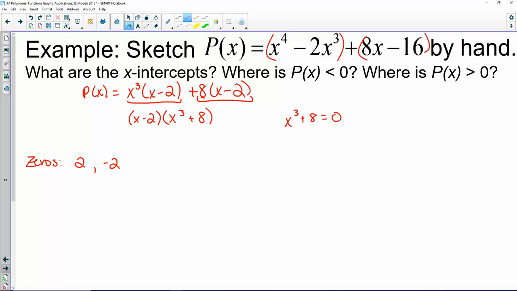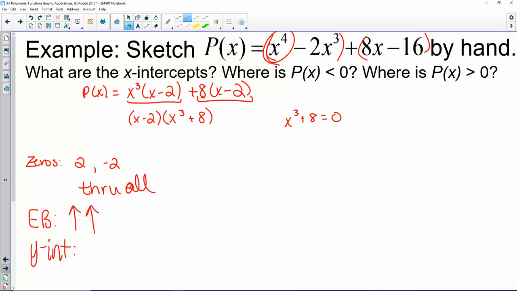All right. So what's my graph going to do at these? Bounce or go through? Through, because we're not looking at if the number is even or odd. We're looking at if the multiplicity is. So if anything had a square or not. And it didn't, so we will go through. End behavior, look at the original. It was x to the 4th. So what would x to the 4th look like? Parabola, both ends going in. Y-intercept. Okay, you can look at the factored, you can look at the original. If we plug in 0 for all of our x's, what do we get out? Negative 16.